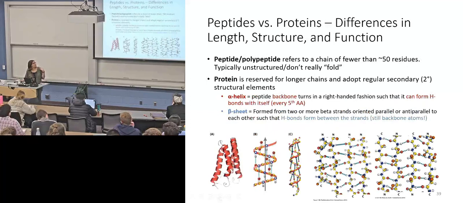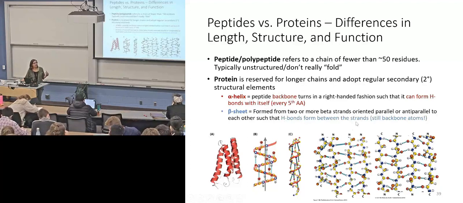So again, this is a summary slide, talks about the difference in length, and talks about alpha helices satisfying H bonding every fifth amino acid, or beta sheets satisfying H bonds between strands. Again, this is all one protein. Remember, we're still talking about one continuous thing, but it's just adjacent strands.